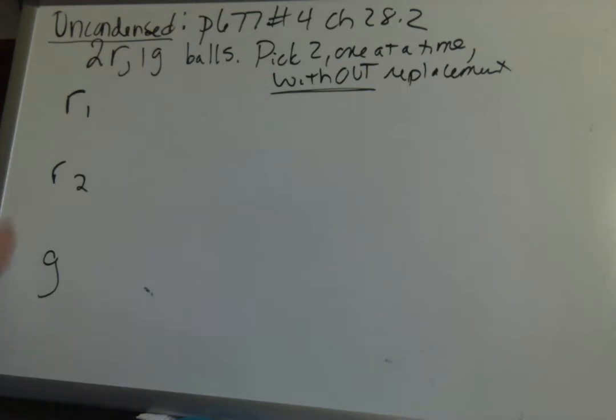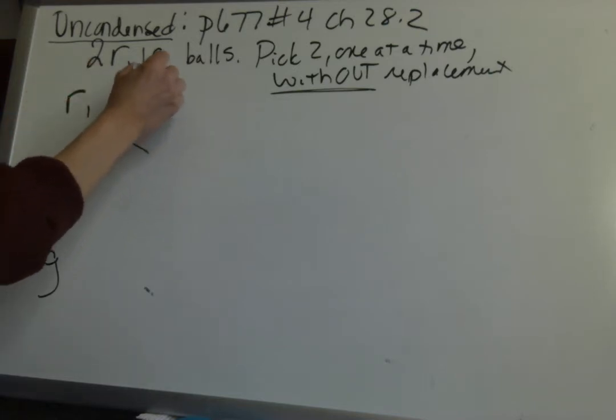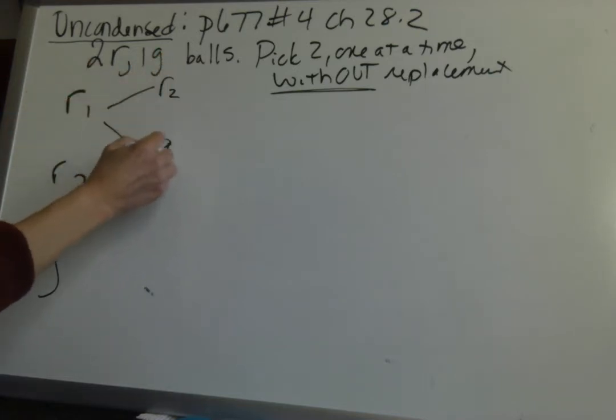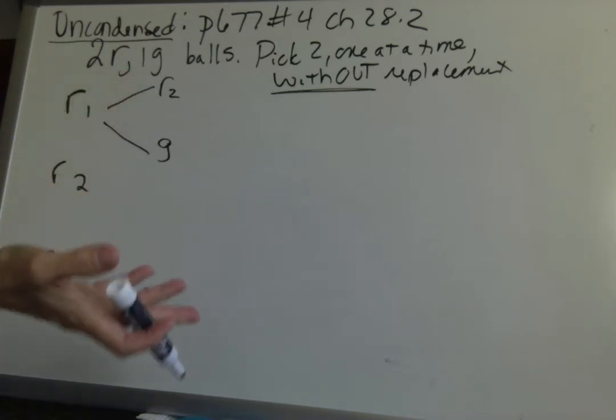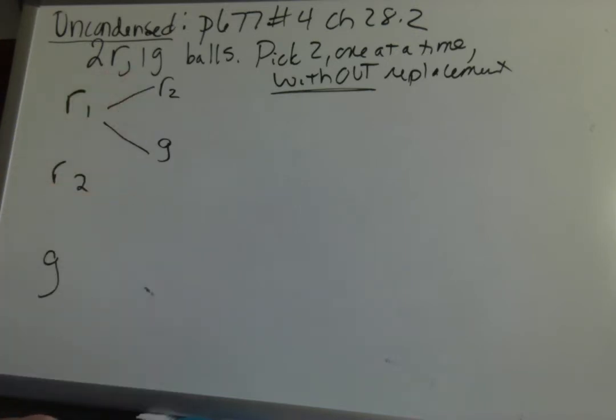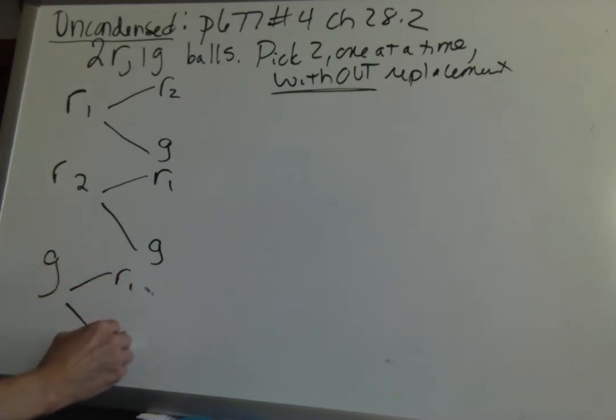Now remember, I'm not putting it back in. So if I've picked red 1, it's not an option anymore. For my second pick, it's either red 2 or it's green. That was all that was left in the bag because I didn't put red 1 back in the bag, right? On this one, if I pick out red 2, well, he doesn't go back in the bag. So the only things left in the bag now are red 1 and green. If I pick green, well, he's not in the bag anymore. So it's only red 1 and red 2.